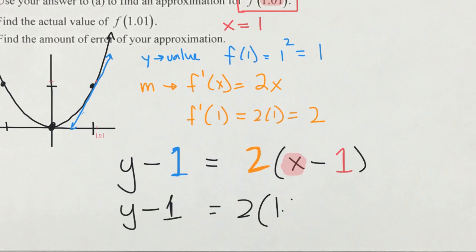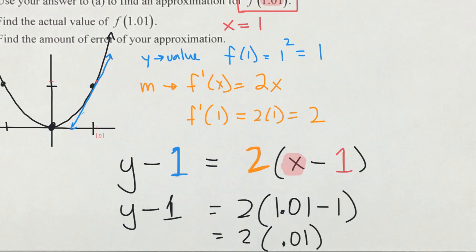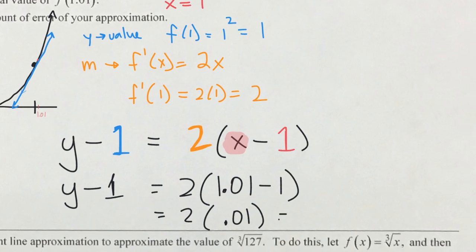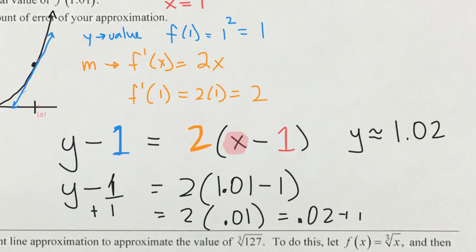2 times 1.01 minus 1. Well, 1.01 minus 1, that's 0.01. And then 2 times 0.01, that's 0.02. And then if I add 1 to that, my y value is approximately 1.02. No calculator needed.